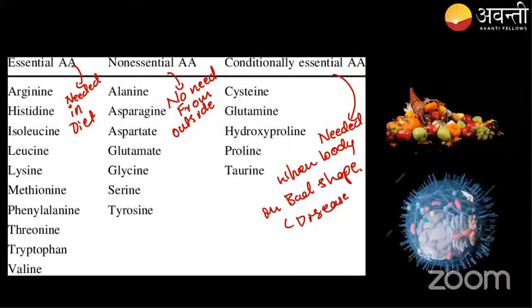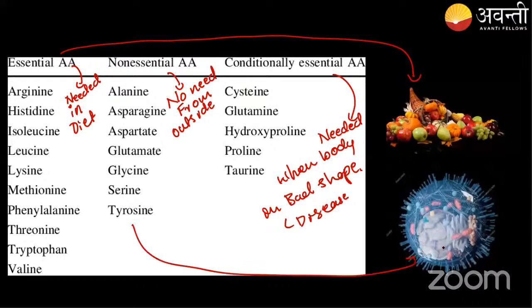This is simply representing that these are essential, which means we have to take them through food, and these are non-essential, which means our body can produce them.